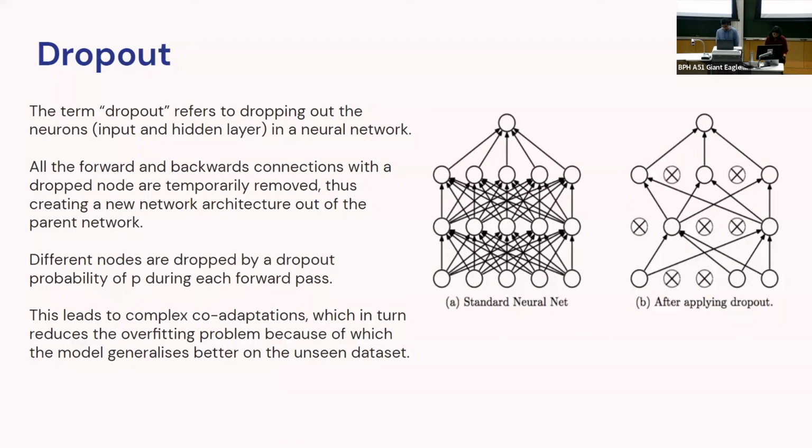So the image right there kind of shows you how exactly some connections or some neurons are just dropped out with a certain probability. And if you keep doing this, you're basically creating a bunch of subnetworks, right? And all of those are getting trained, and then they become more robust to overfitting.